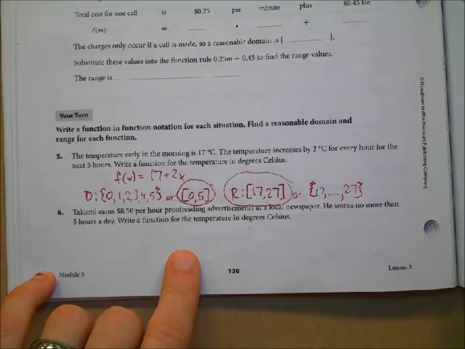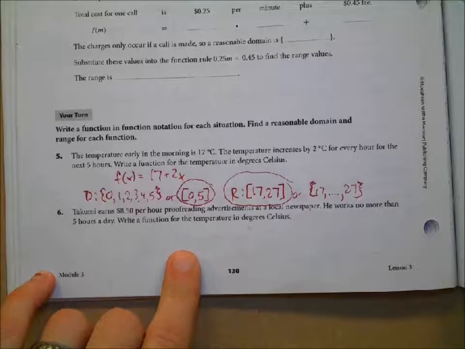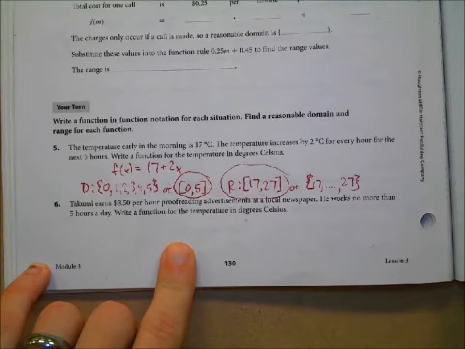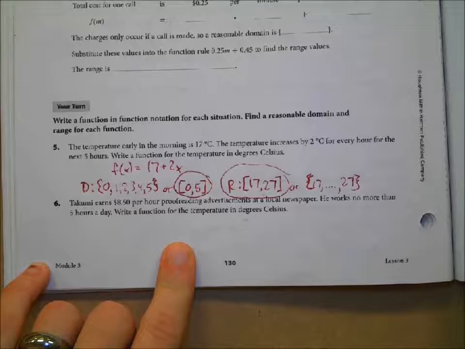Takumi earns $8.50 per hour proofreading advertisements at a local newspaper. He works no more than 5 hours a day. Write a function for the temperature in degrees Celsius.